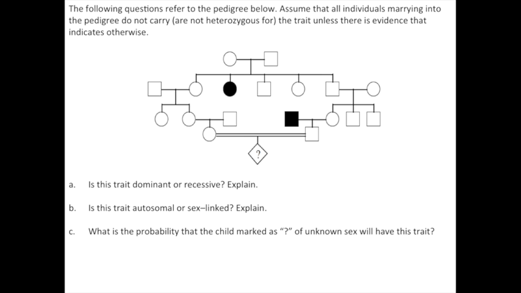In this pedigree, we have an affected daughter coming from two unaffected parents. This tells us, first of all, that the trait must be recessive, and second, that it must be autosomal, not sex-linked. For dominant traits, affected children must have at least one affected parent. This isn't the case here, so it must be recessive.